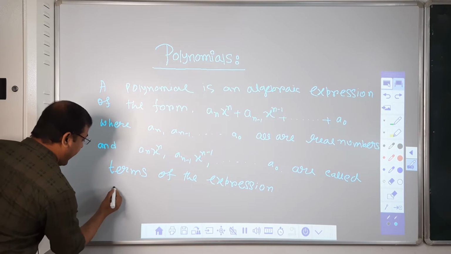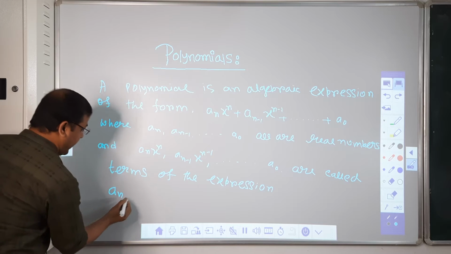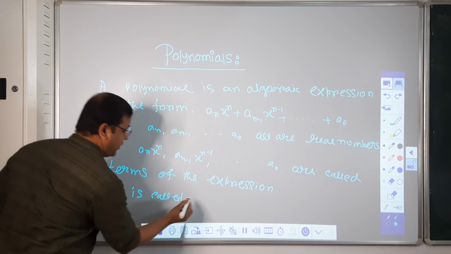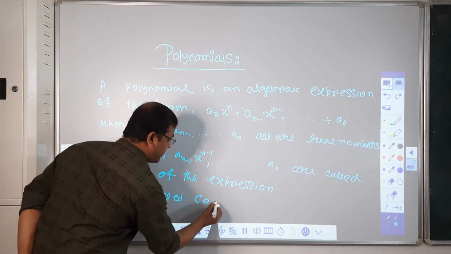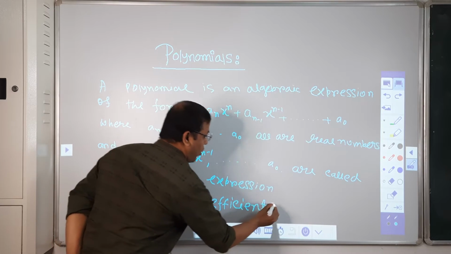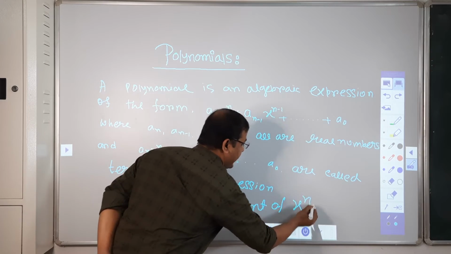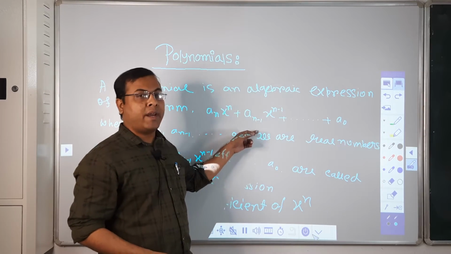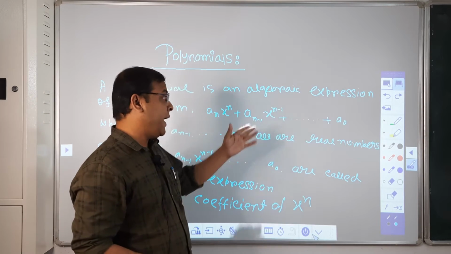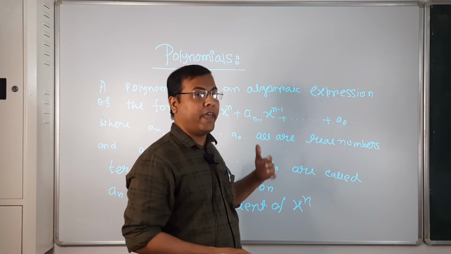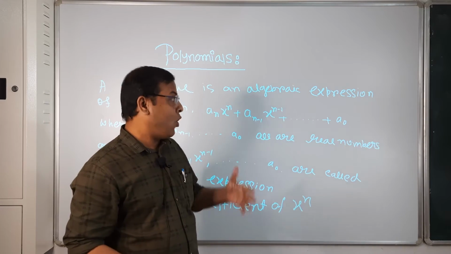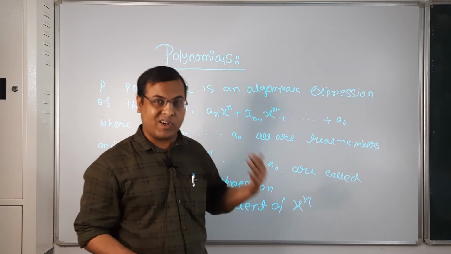And an is called the coefficient of x to the power n. Similarly, an minus 1 is called the coefficient of x to the power n minus 1. An minus 2 is the coefficient of x to the power n minus 2, and the term a0 is called the constant term or the coefficient of x to the power 0.